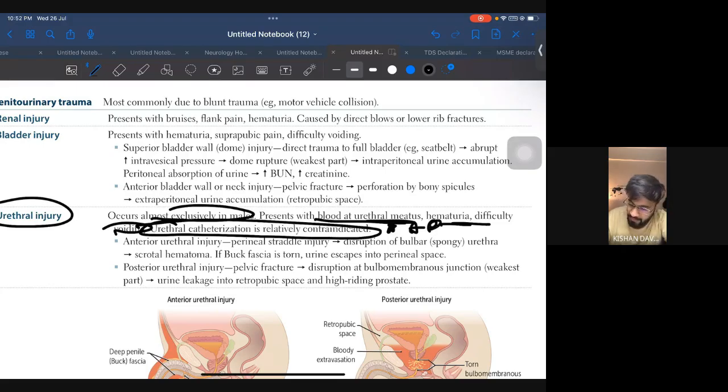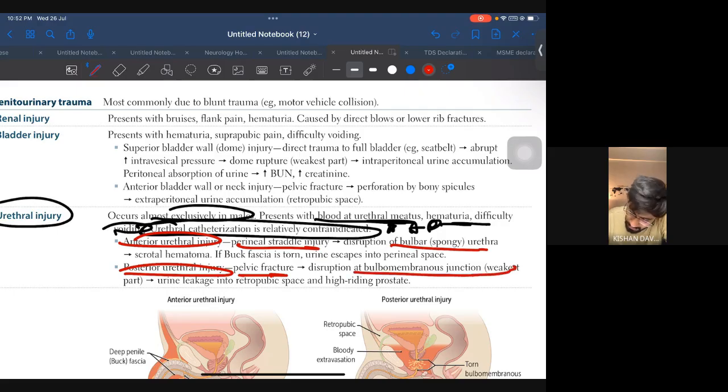Another thing, they will ask you the difference between anterior and posterior urethral injury. How will you remember? Based on the case. If they say straddle injury, anterior. If they say pelvic fracture, posterior. Okay, what is happening here? Disruption of the bulbar urethra, and here disruption at the bulbomembranous junction.